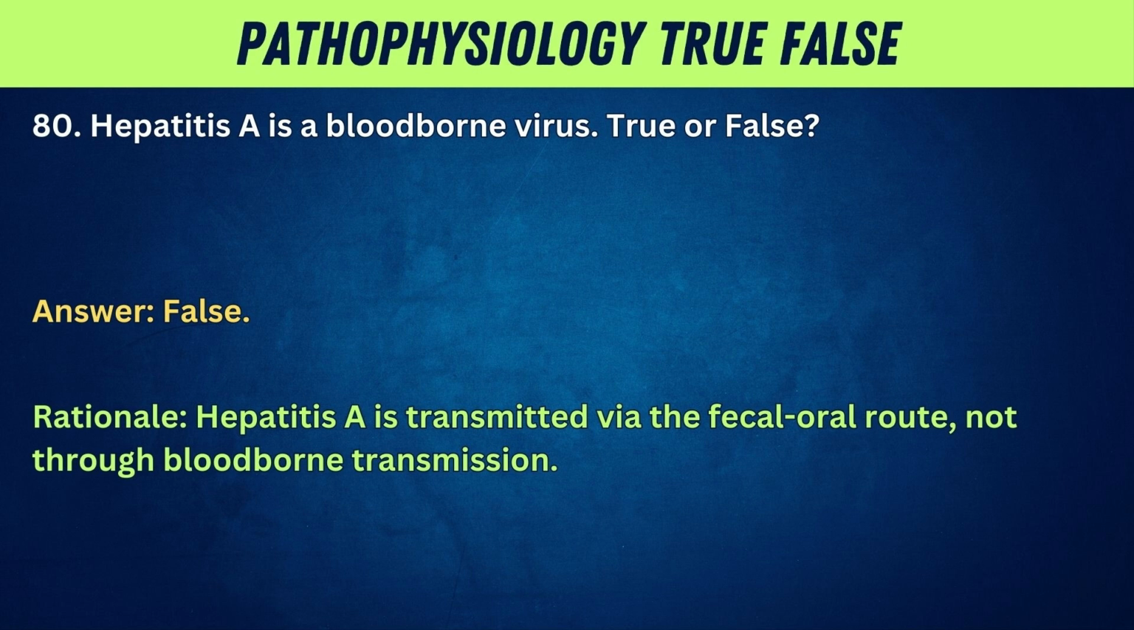80. Hepatitis A is a blood-borne virus. True or false? Answer: false. Rationale: hepatitis A is transmitted via the fecal-oral route, not through blood-borne transmission.